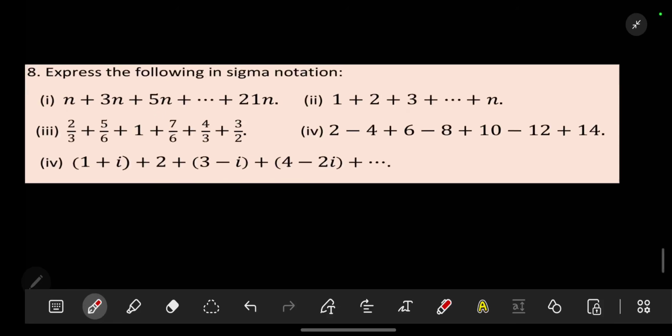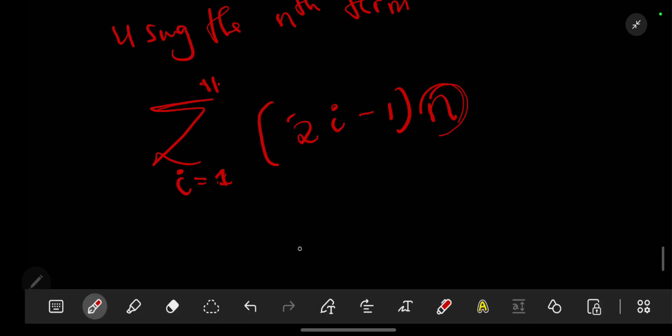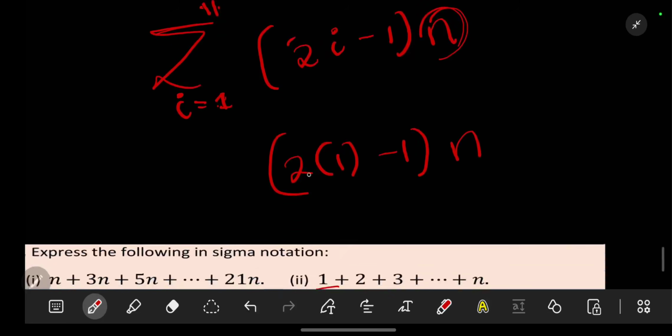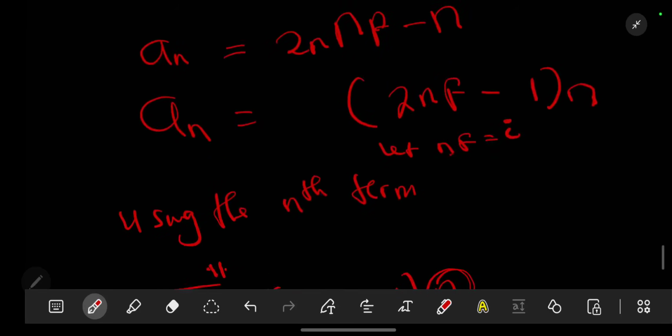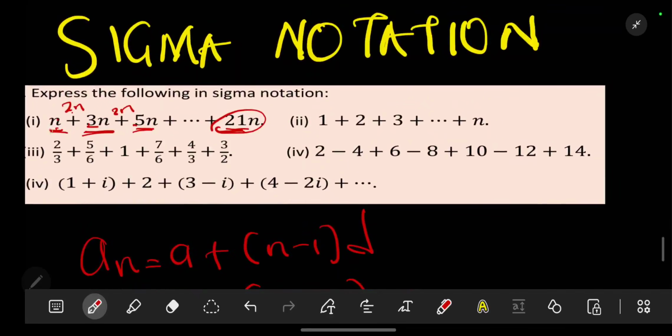So let's look at this other one. If you have the second one, which is 1 plus 2 plus 3 plus the dots plus n. Now you might wonder, why did we make this n to be i and not this one? Because when we replace a value, such as i equal to 1, it will be 2 times 1 minus 1, then outside there is n. So 2 minus 1 is 1, times the outside n, it will give you n. That's how come we have the n here.